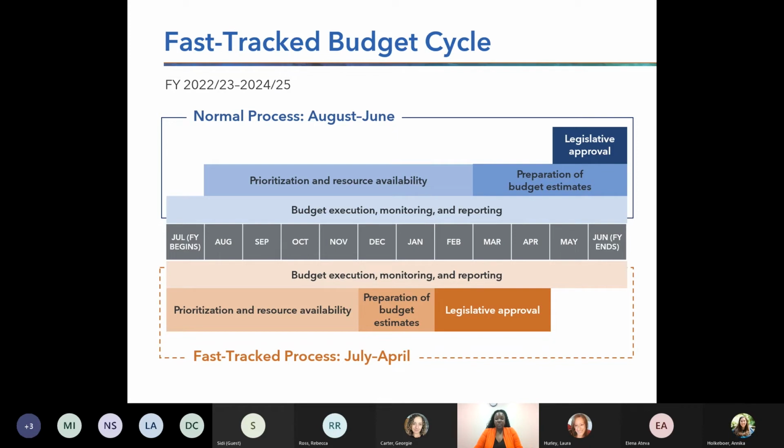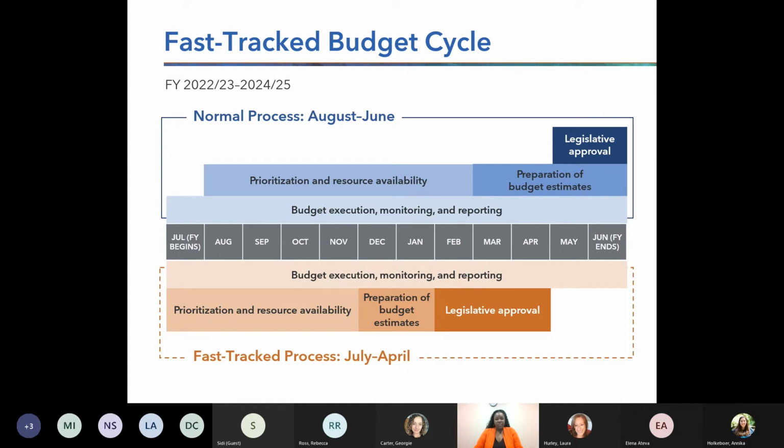We have the prioritization and resource availability, where the resource envelope is determined and priorities identified, preparation of the budget estimates, and then the legislative approvals by both the national and subnational or county assemblies by the end of June. So here they're looking at approving, of course, the annual work plans, the procurement plans, and the program-based budgets. And then, finally, we have the budget execution, monitoring, and reporting throughout the year of implementation.